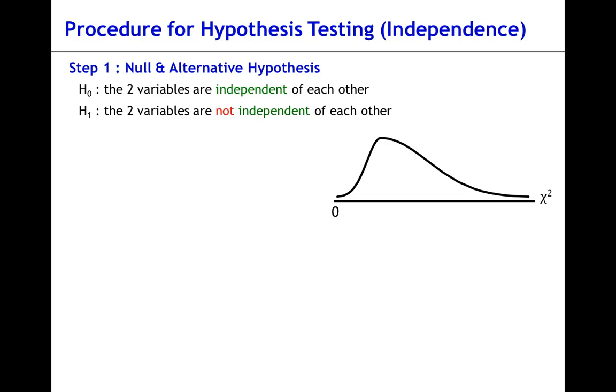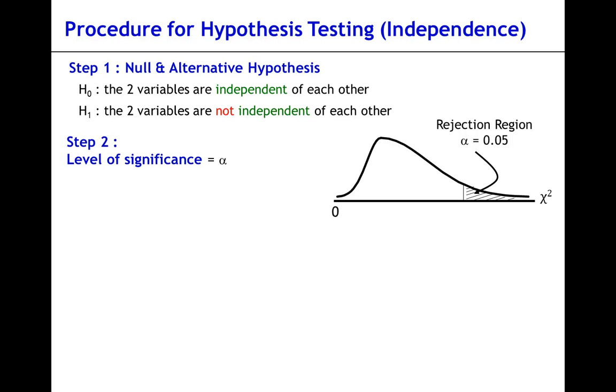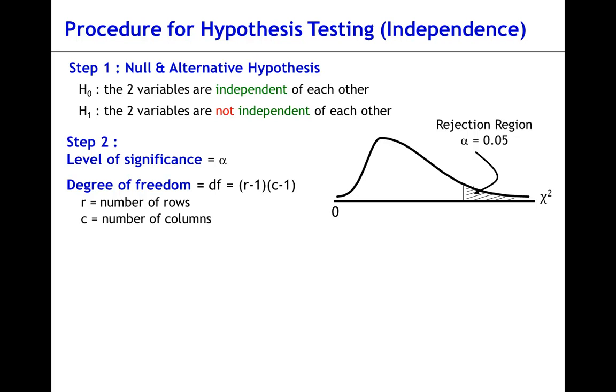Step 2. Specify the level of significance alpha, which corresponds to this right tail area that is the rejection region. Next, state the degrees of freedom df, which is equal to r minus 1 times c minus 1, where r is equal to the number of rows in the contingency table and c is equal to the number of columns in the contingency table. Using alpha and the degrees of freedom, we can find the critical chi-square value with the use of the chi-square table. And that critical chi-square value separates the rejection and the non-rejection region.